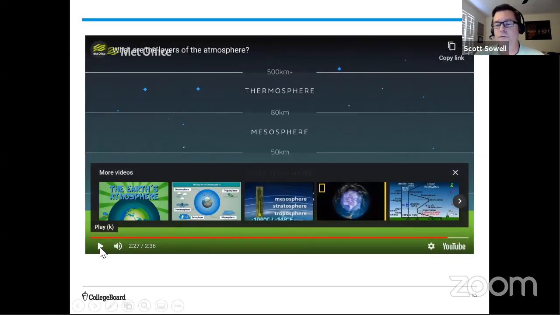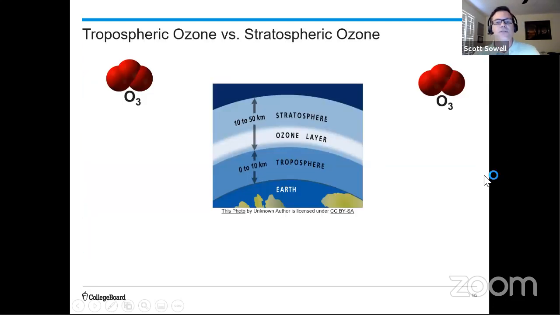So, a nice little review of those layers of the atmosphere. I like that because it not only shows you the relative thickness or height of each of the layers, but it also points out some of the unique differences in terms of the temperature gradient within each of those layers. Now, they mentioned it slightly in that video, the ozone layer. That is what we're talking about today.